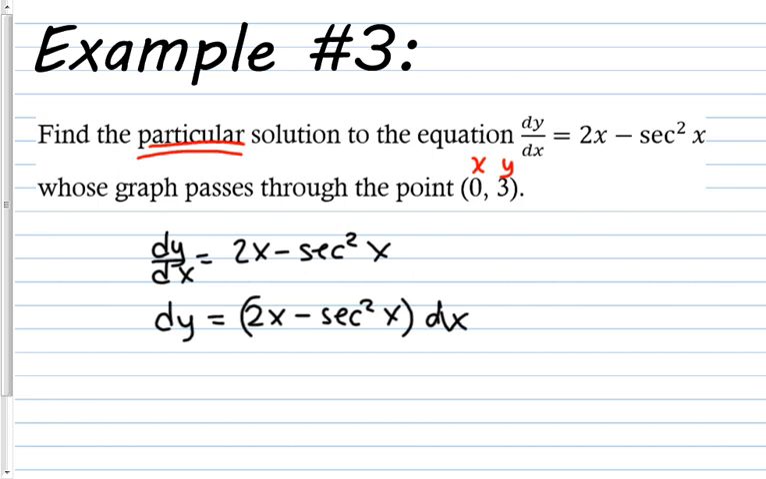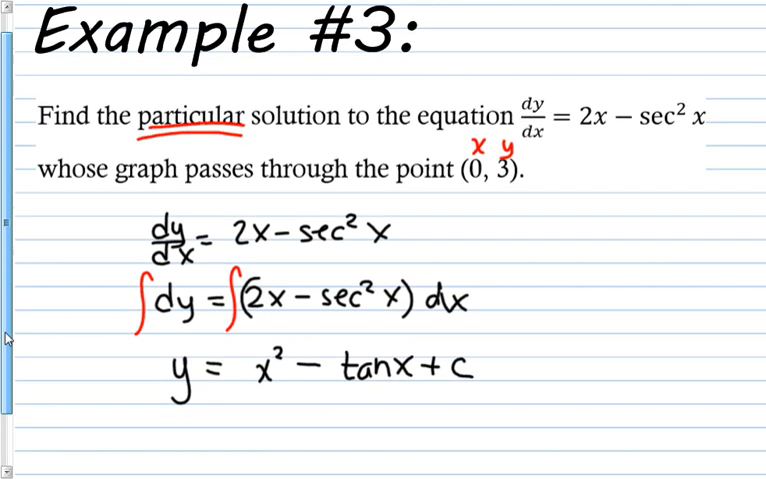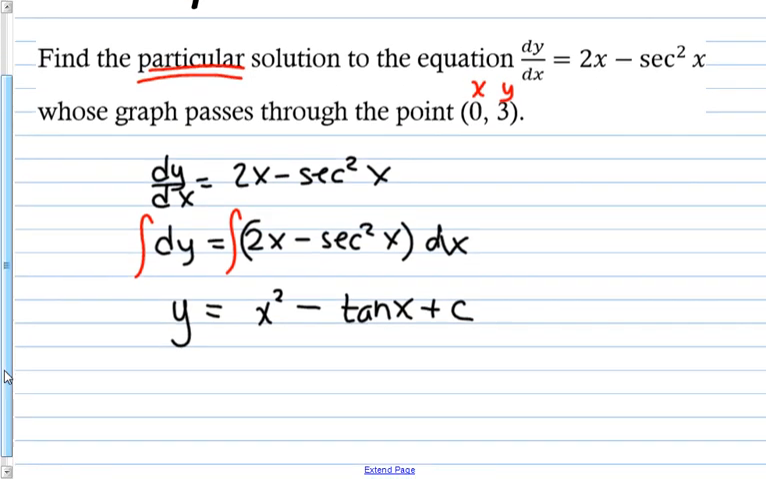And then integrate. So on the left side I have y, and on the right side, 2x becomes x squared divided by 2, so that 2 gets divided away, minus, again, secant squared x, that came from tangent, and then plus c. And then I'm going to use my initial conditions. My initial conditions were (0, 3). So y is 3, x is 0.